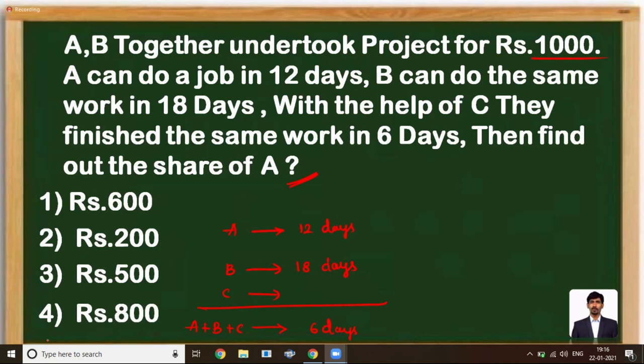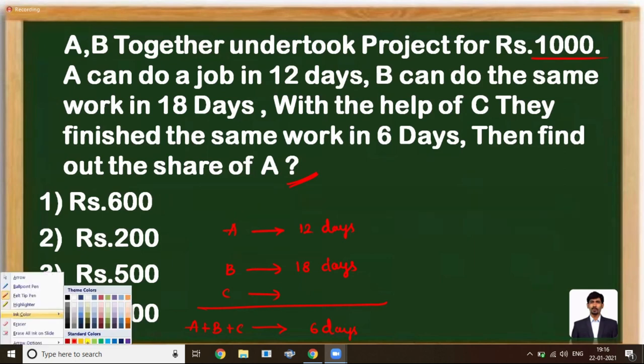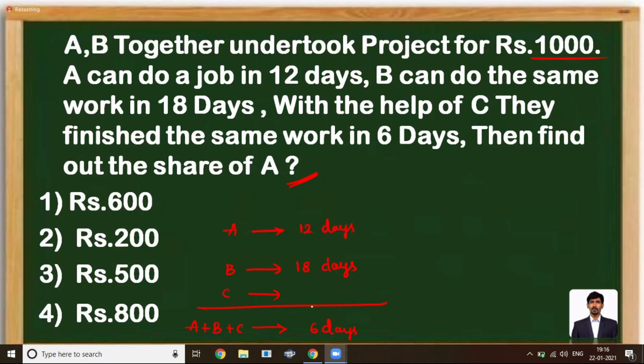So you can observe, what is common to 12, 18 and 6? I am assuming the total number is 36 units. A can finish 36 units in 12 days, then B can finish 3 units.